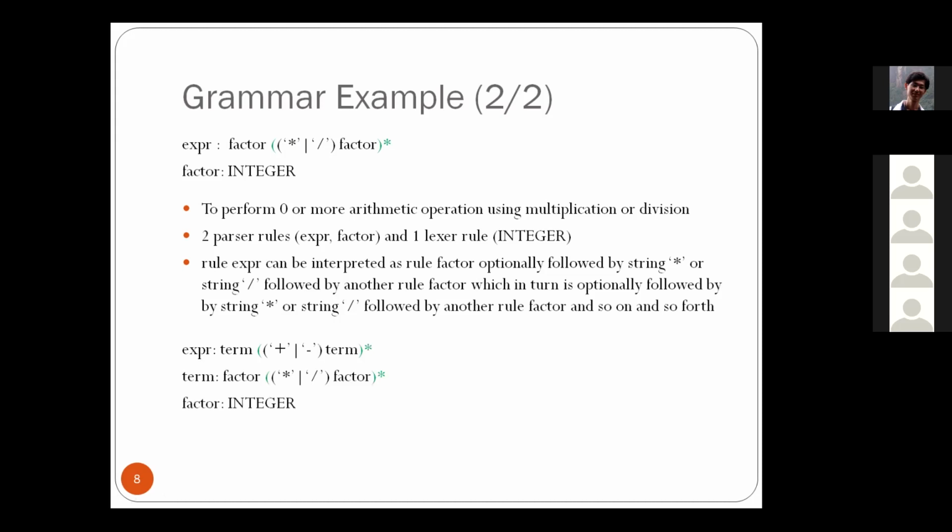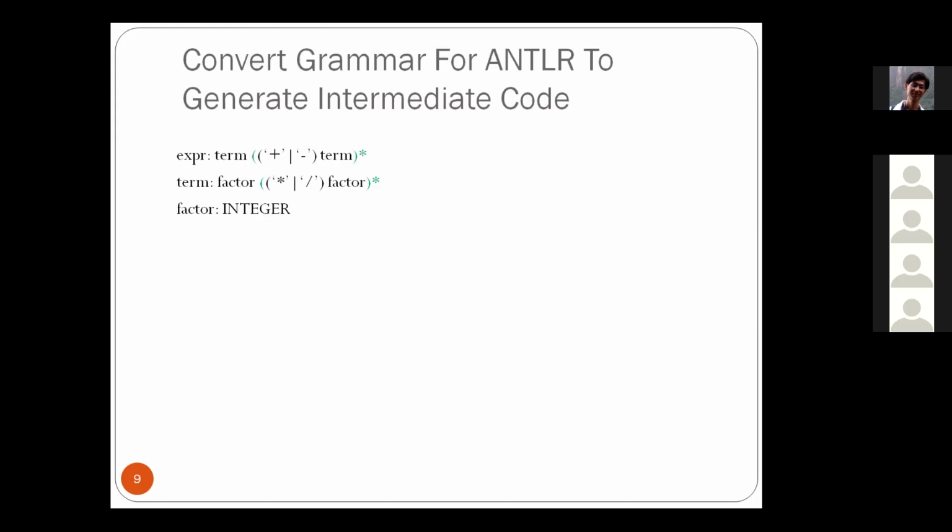As mentioned earlier, there are semantic meanings. This is a bit more complicated. I will go through it right now. So how do you convert a grammar for ANTLR to generate intermediate code? On the left hand side is the normal way that usually everyone will write their grammar.